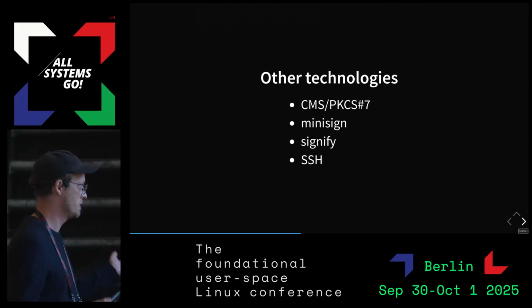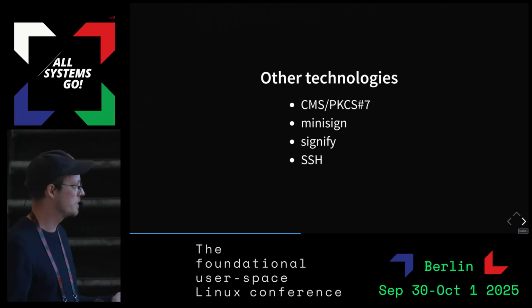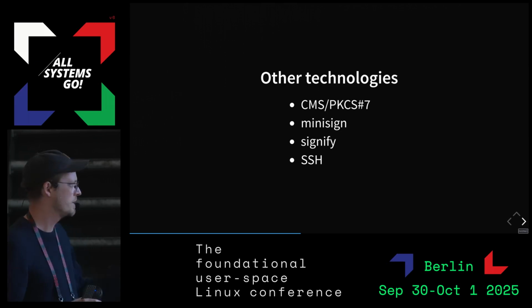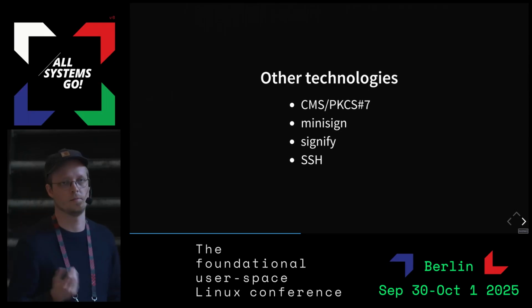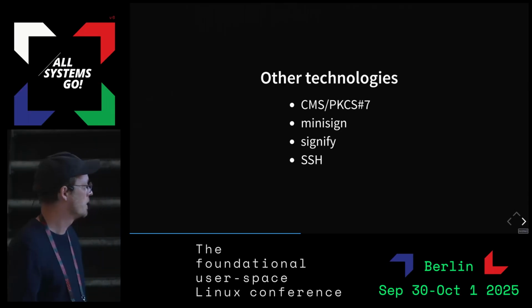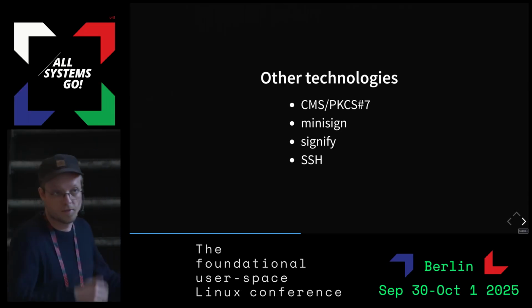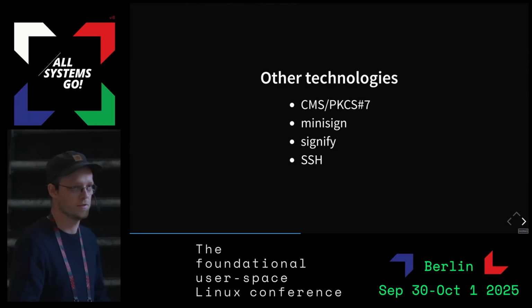There are other technologies, of course, that are being used in the wild, not necessarily always for OS artifacts, although I've seen CMS and PKCS7 being used widely for all sorts of things. I guess Minisign, Signify, etc. are maybe a bit more of an outlier. I'm not entirely sure about Signify in the context of BSD. That's probably quite big. I'm really not following that ecosystem too much, so I can't really judge. And well, SSH signatures are also a thing. Mostly people probably use it for Git, but you can sign anything with it and have a detached signature lying around.